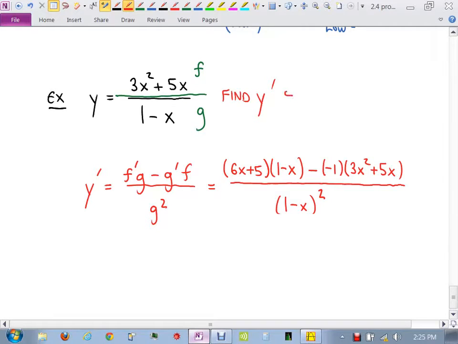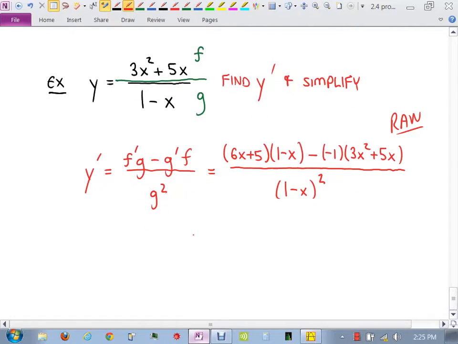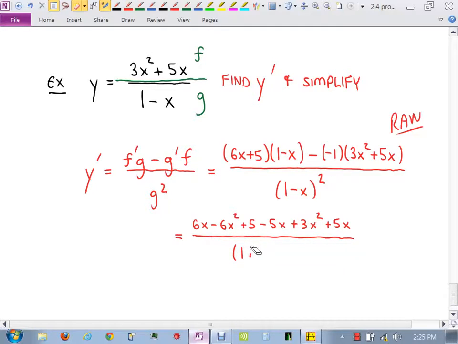You know what? Let's simplify. I'm adding to the instructions. That would be considered the raw derivative right here. But let's do some algebra to clean it up. So I'm going to have to FOIL out the top left. 6x minus 6x squared plus 5 minus 5x plus 3x squared plus 5x all over 1 minus x squared.